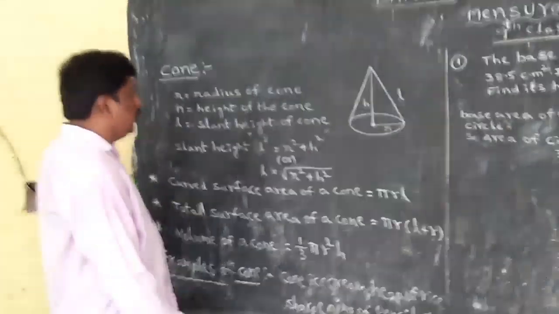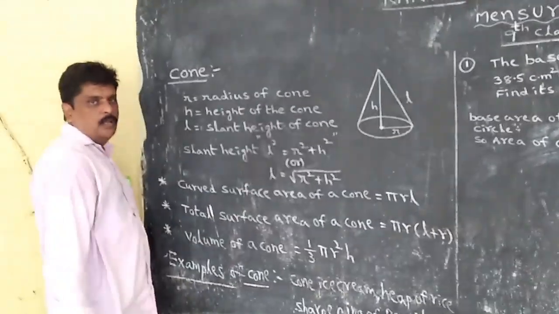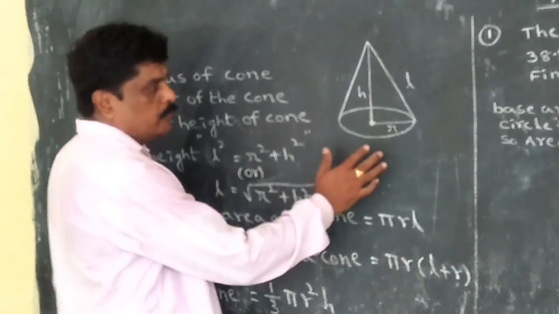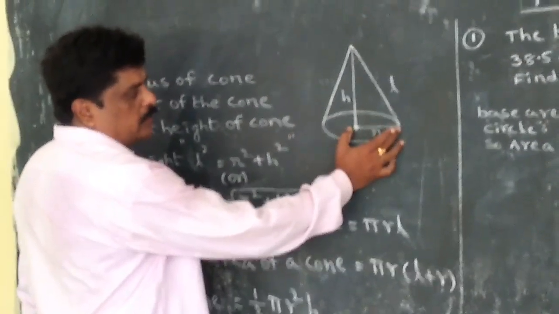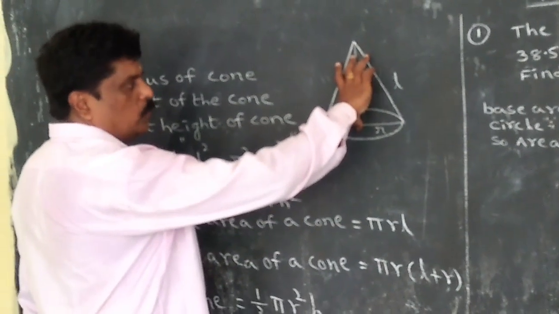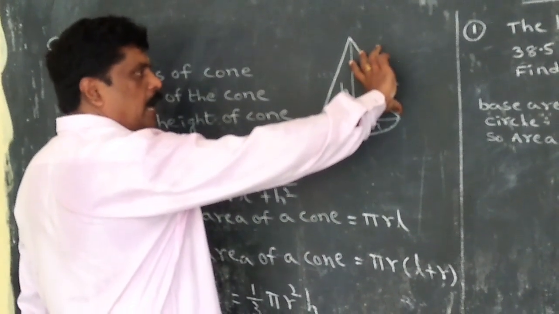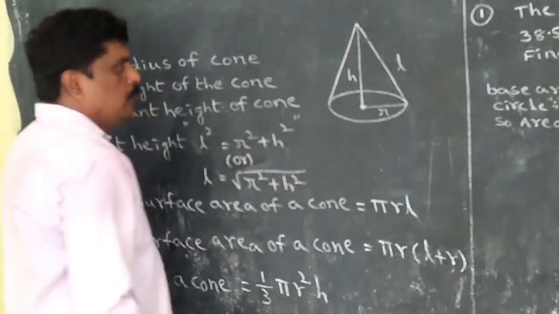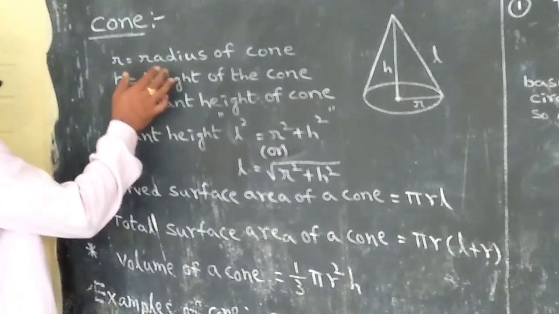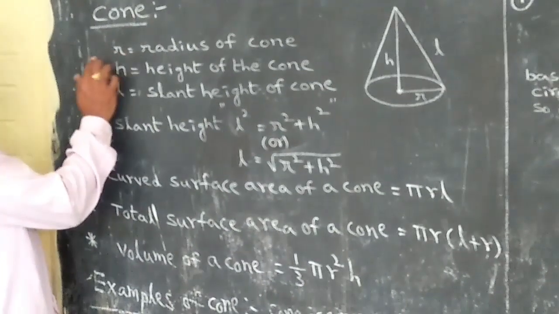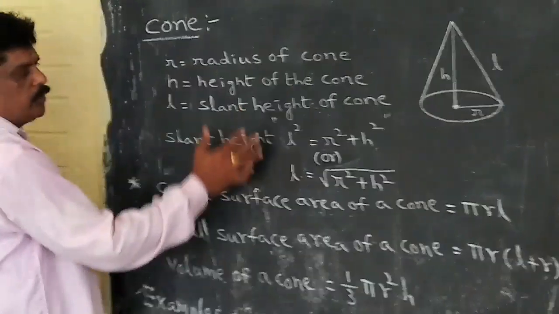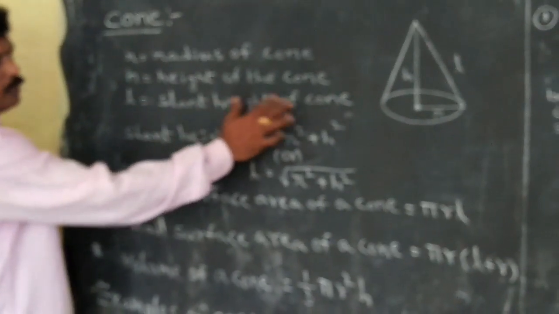Okay, today we are learning about the cone. All of you know the shape of a cone. Here is the radius of the cone and here is the height of the cone. This is called the slant height of the cone. L is called the slant height. Here I have written: R is equal to the radius of the cone, H is equal to the height of the cone, L is equal to the slant height of the cone.